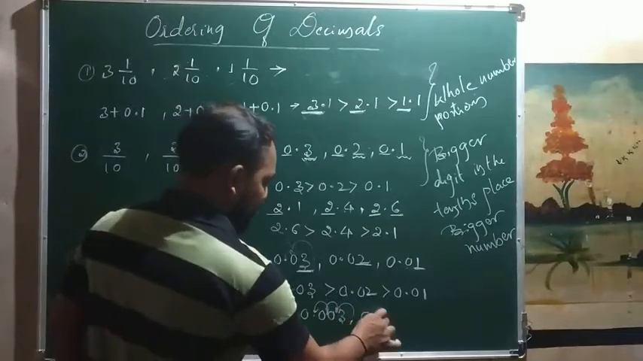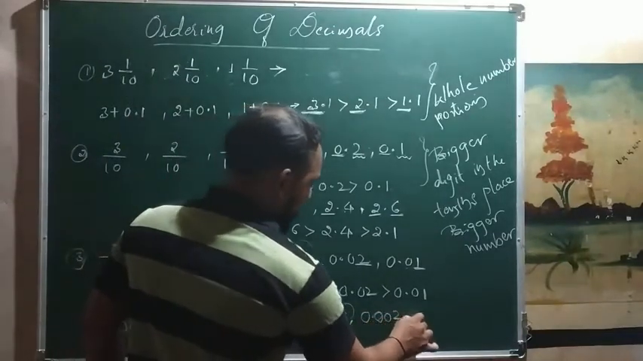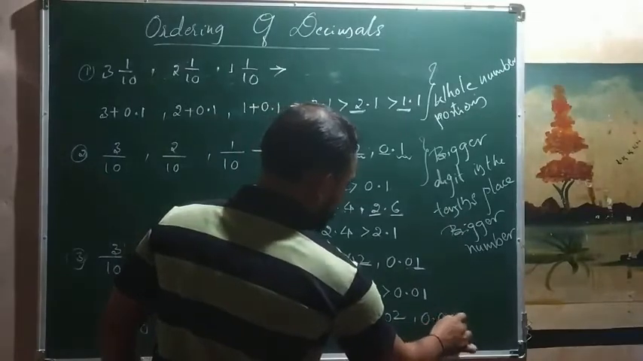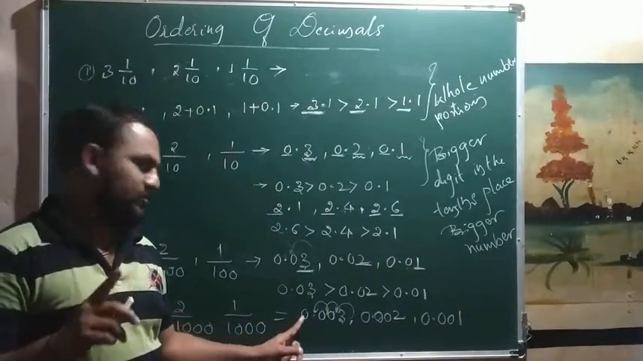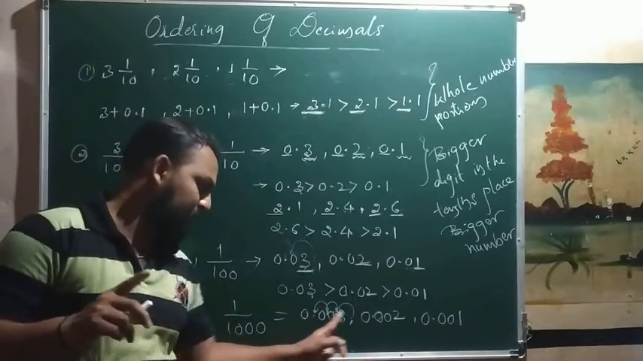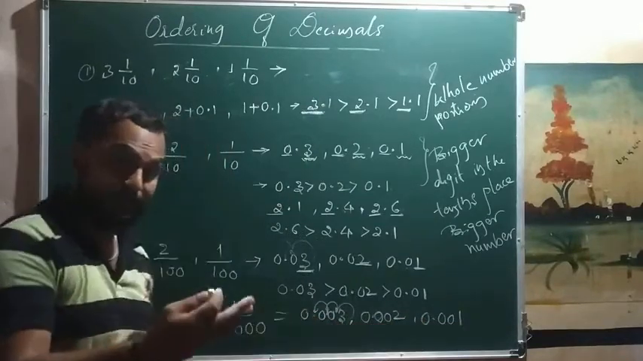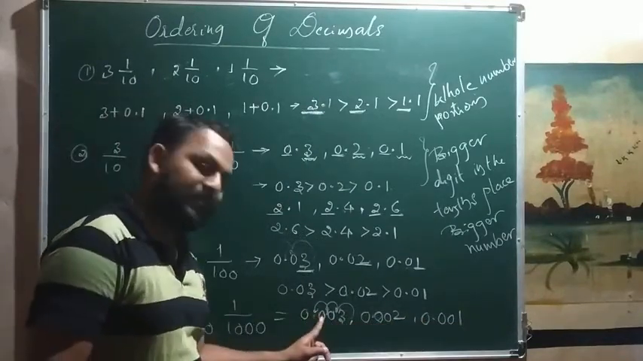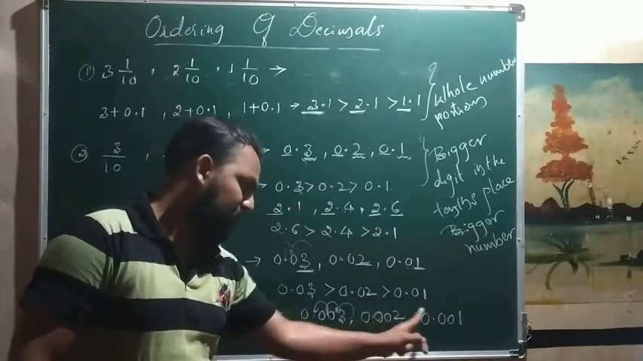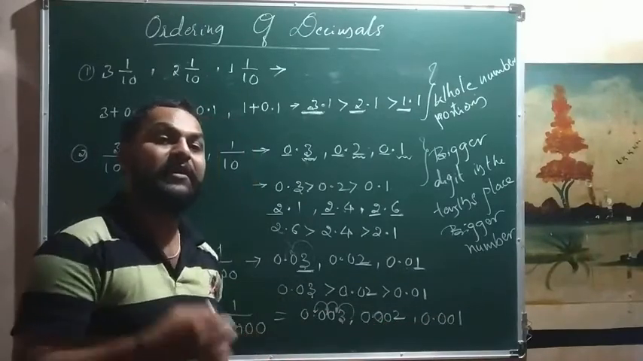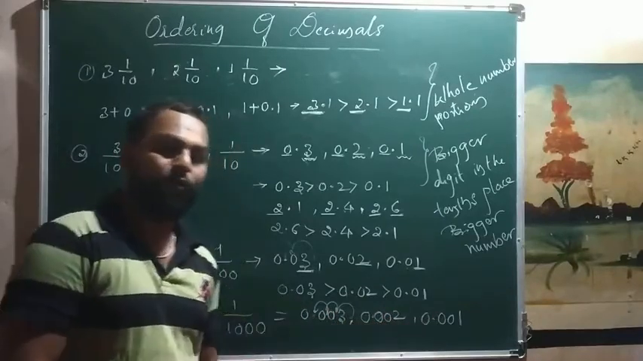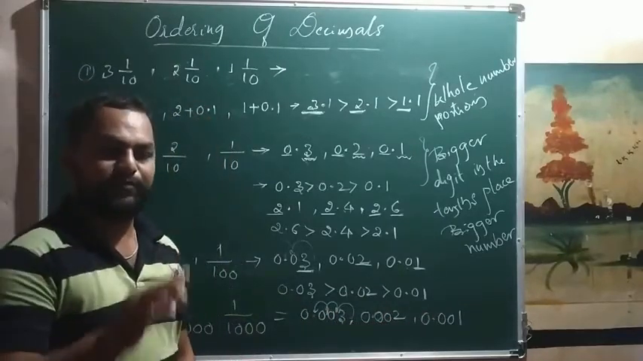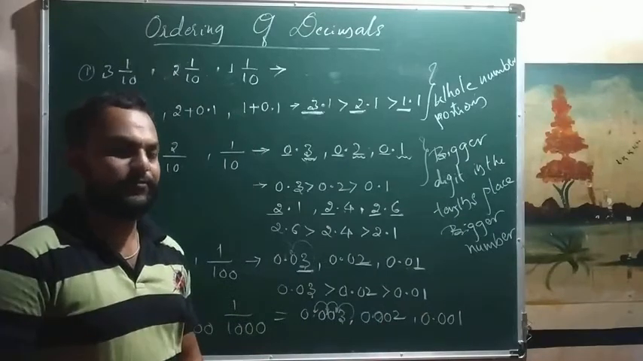0.003, 0.002 and 0.001. See here, first compare the whole number portion. The whole number portions are the same, 0, 0, 0. Next compare the tens place, which is also the same, 0, 0, 0. Then the 100th place is 0, 0, 0. The whole number portion, tens place and 100th place are all the same.